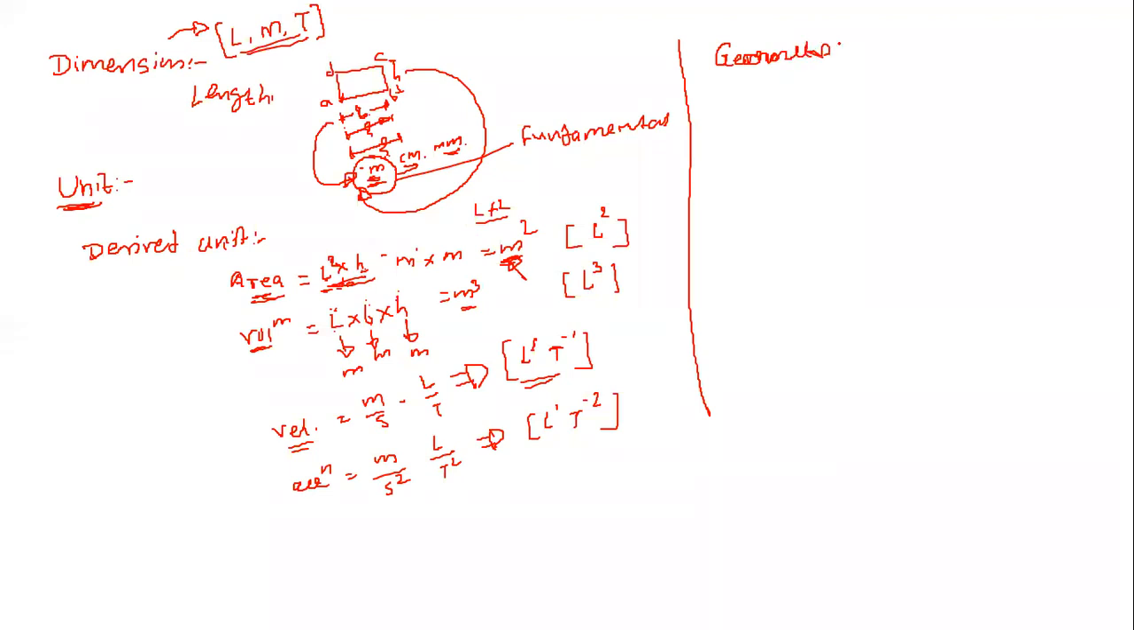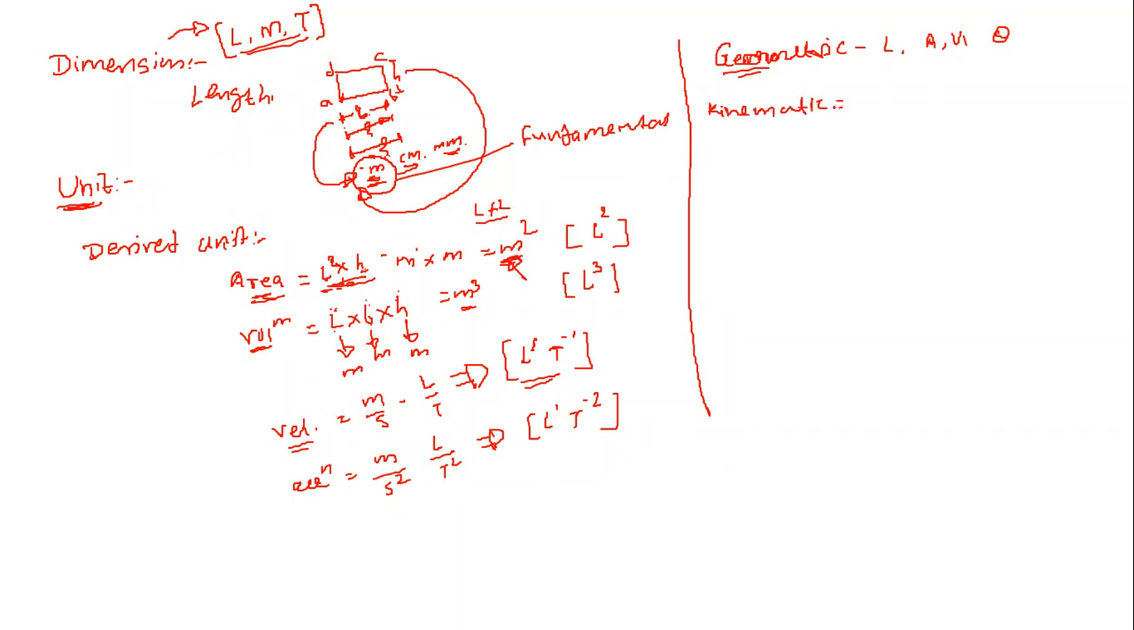So which are those? Under geometric, length is there, then area is there, volume is there, angle theta is there. Those are related to the geometric properties, geometric quantities we can say. The second group is about the kinematic.